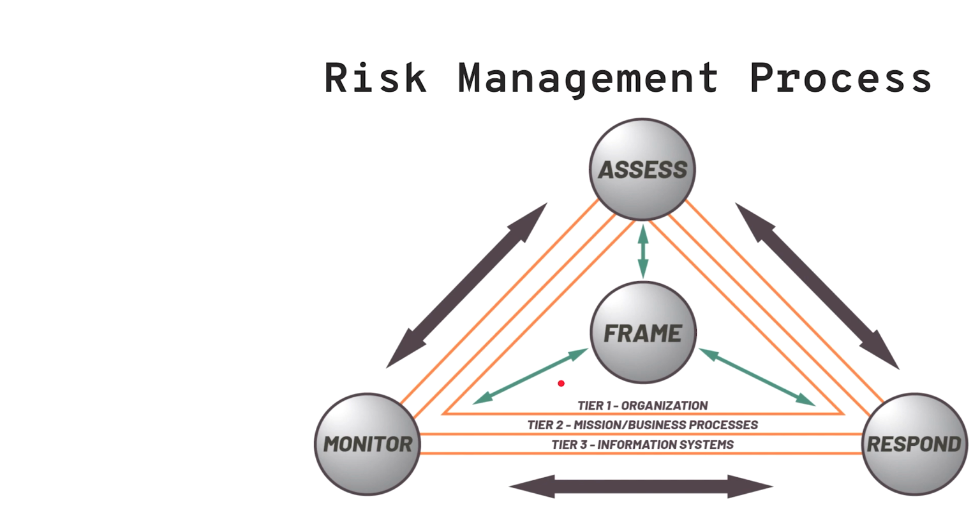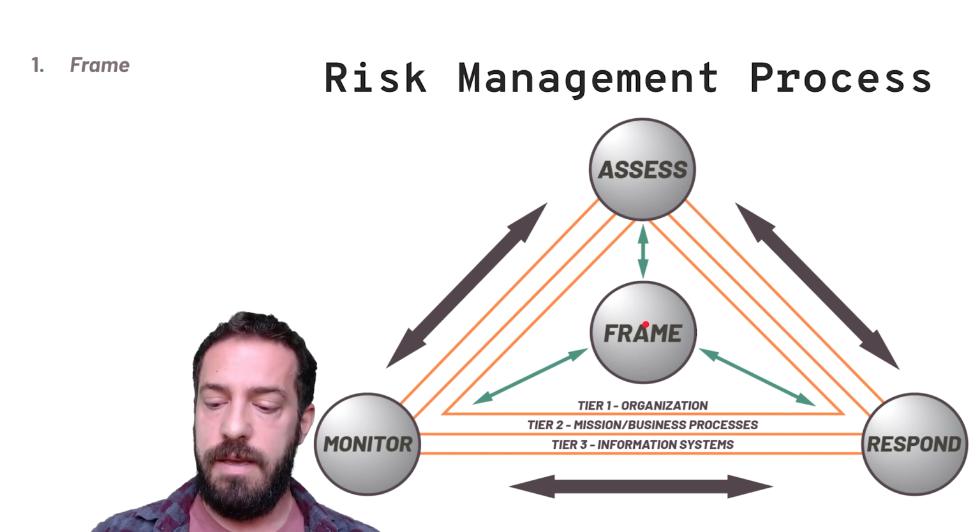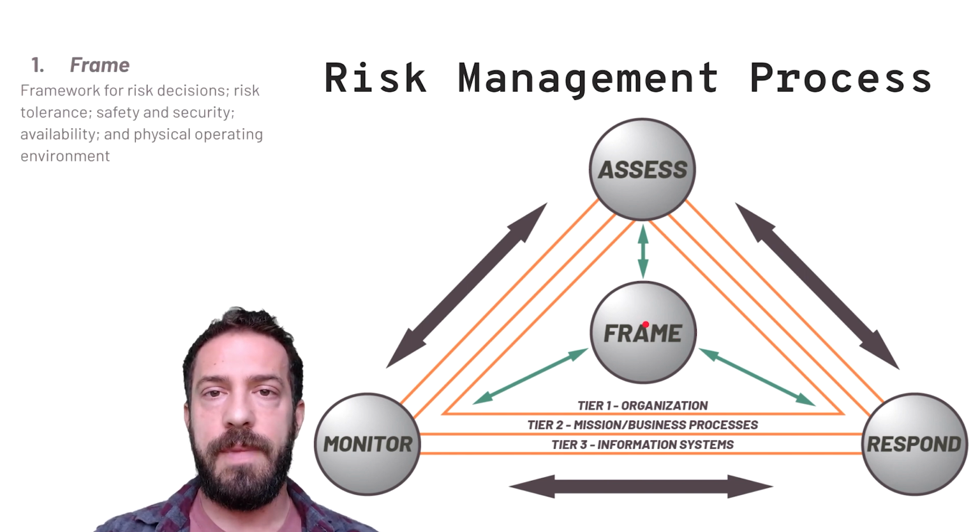So risk management is an iterative process and has 4 different components that we'll discuss in this slide, and then further elaborate on in the next few slides. It starts with framing. The frame component creates the framework for risk decisions. This is our risk tolerance, safety, security, availability, and physical operating environment.